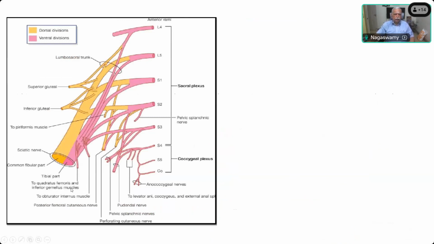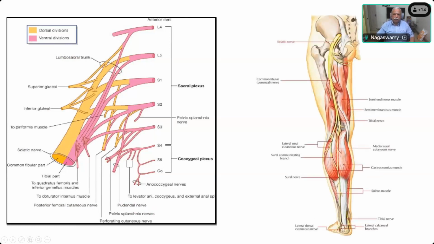This is another picture for you to just remember how to draw these pictures. And these are all the nerves which are emanating from the root level: superior gluteal nerve, inferior gluteal nerve, nerve to piriformis, and all the small nerves like perforating cutaneous nerve, posterior femoral cutaneous nerve, nerve to obturator internus muscle. So all these branches are coming from that. And this is the picture to show how it runs down to the foot. So the entire posterior aspect of the leg is supplied only by the sciatic nerve.